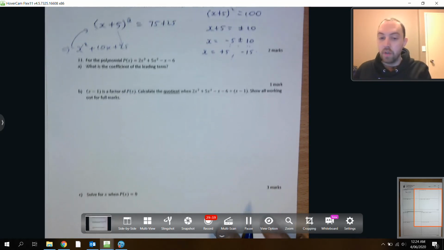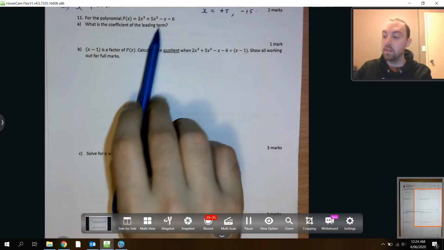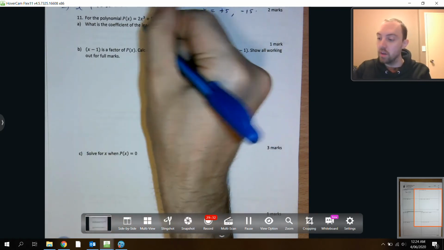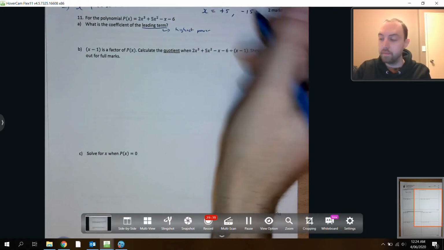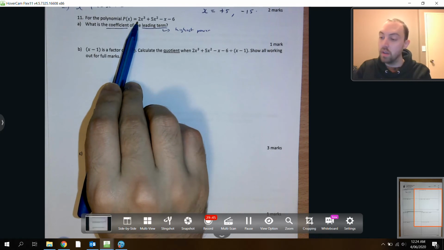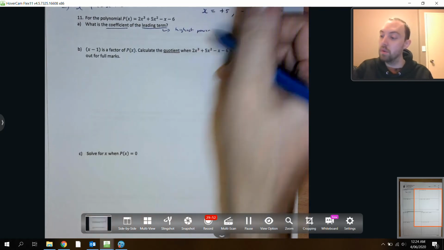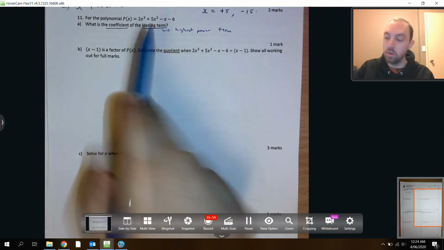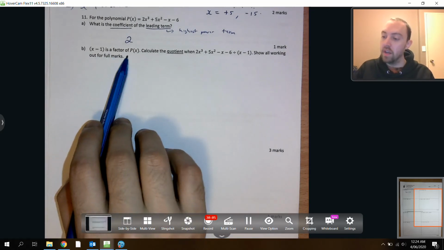Alright. Question 11. For the polynomial p of x is equal to 2x cubed plus 5x squared, take x is equal to negative 6. What is the coefficient of the leading term? Leading term has the highest power. The coefficient is the number in front of whatever term or variable you're talking about. So highest power term is 2x cubed. The coefficient of x cubed is 2. That's it.